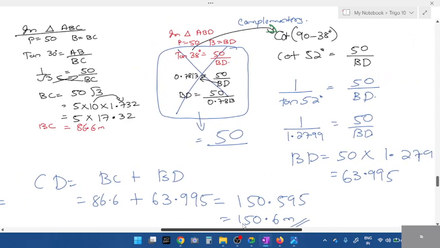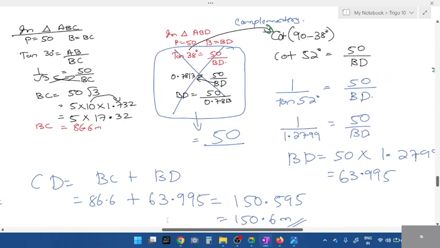This is the final answer. The distance between C and D, students, is 150.6 meters. I'll give you all two questions. Solve and send it.